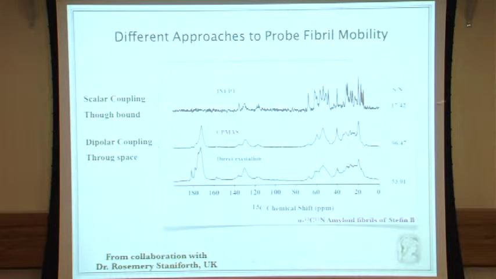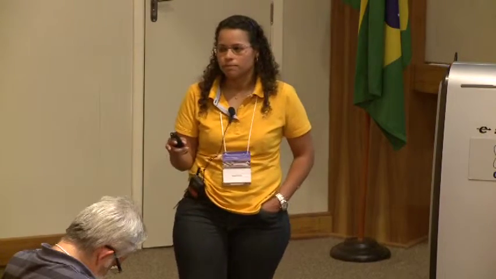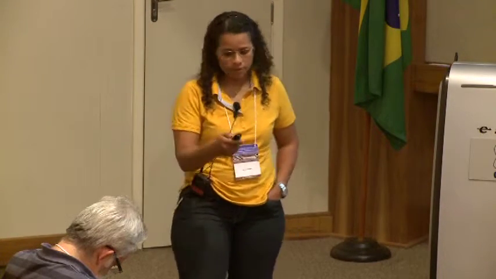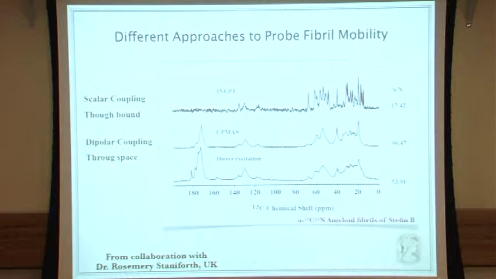In principle, I have a good signal to noise here only because I'm using dipolar coupling. I have a difference by a factor of 10 between scalar and dipolar coupling, so I have higher sensitivity when I'm using dipolar coupling. And of course, here I make the coupling too, and this is the reason to have dispersed peaks.